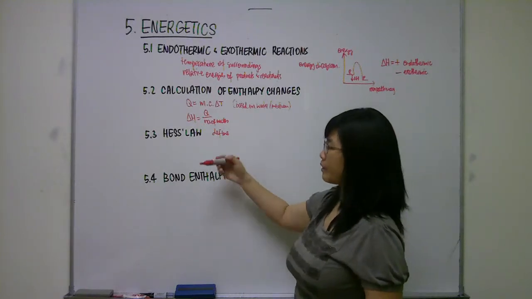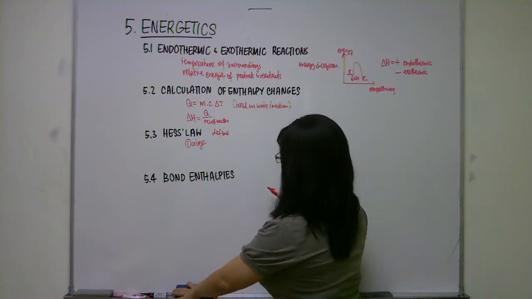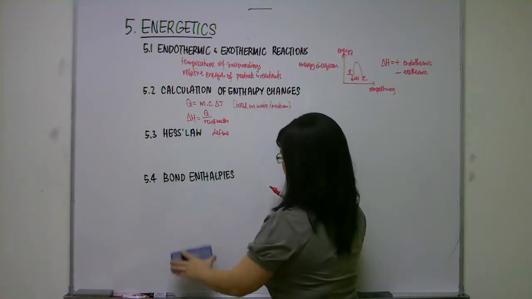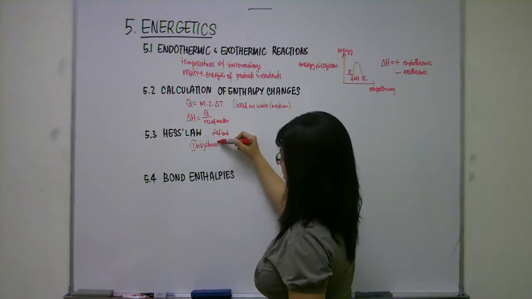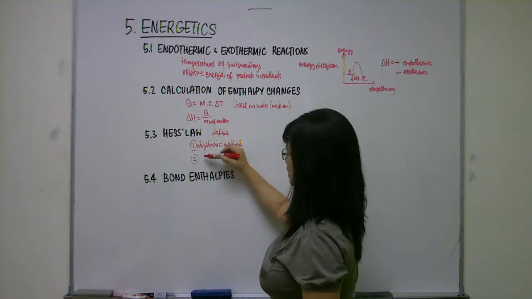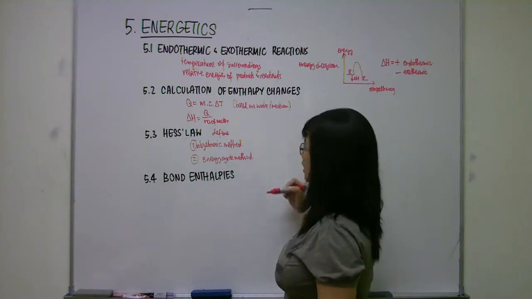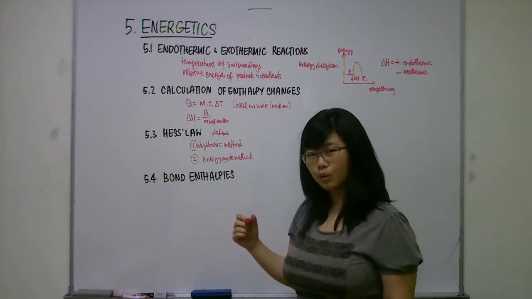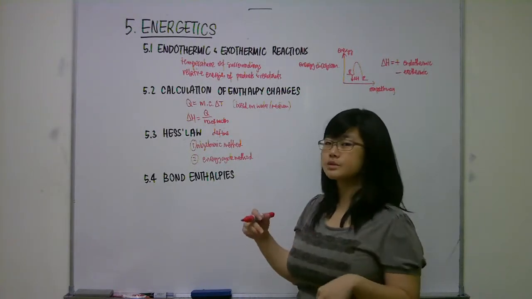Usually we will teach two methods. One will be the algebraic method. Another one will be energy cycle method. Okay, it's good for students to know both, and the example can be found in the notes.